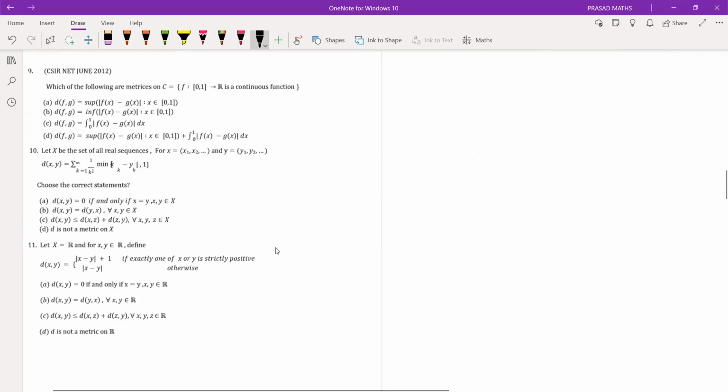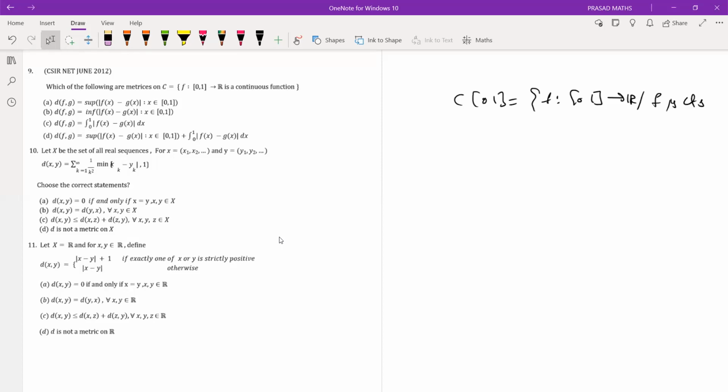Next. This is also a very important question, on continuous functions. So C[0,1], what is that actually? It is the set of all real valued continuous functions defined on the closed interval [0,1]. The question is whether the first answer is true or not. What is my distance function? The distance between f and g is the supremum of the modulus of f(t) minus g(t). I will come to this question later, but I want to solve this right now.